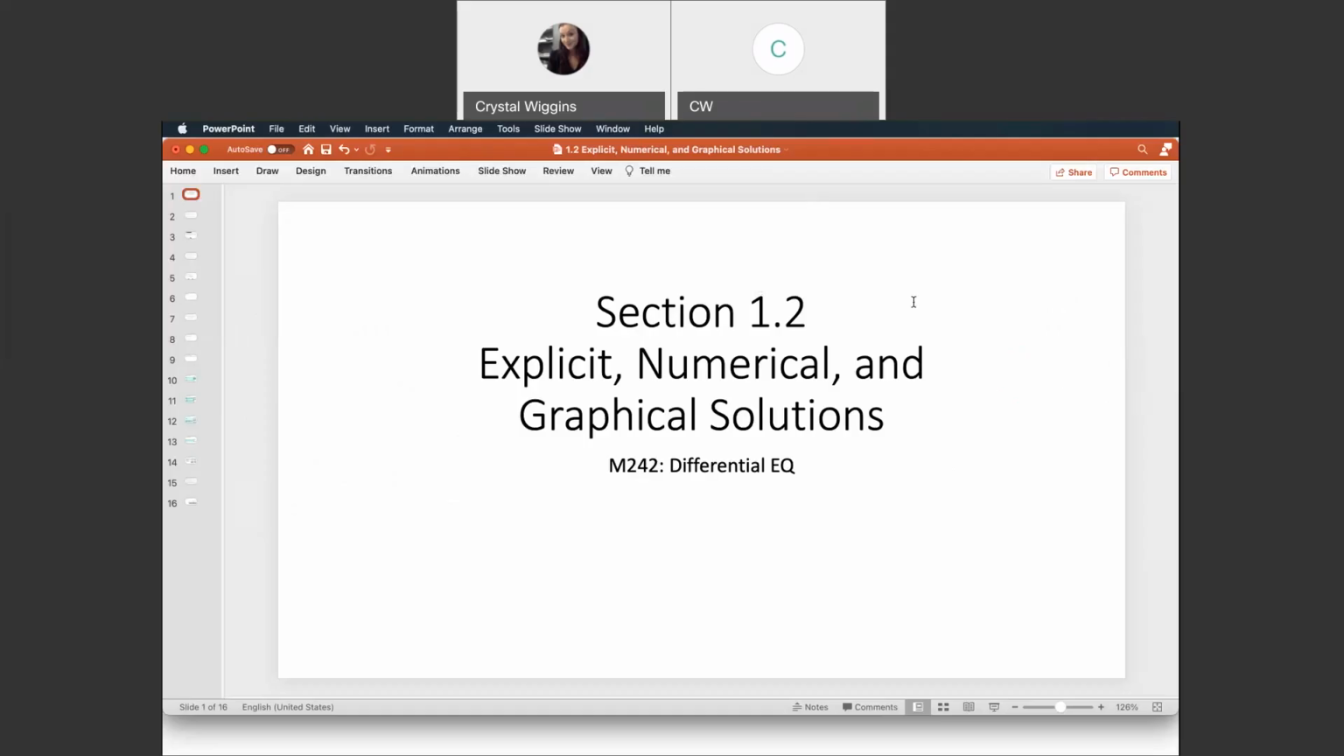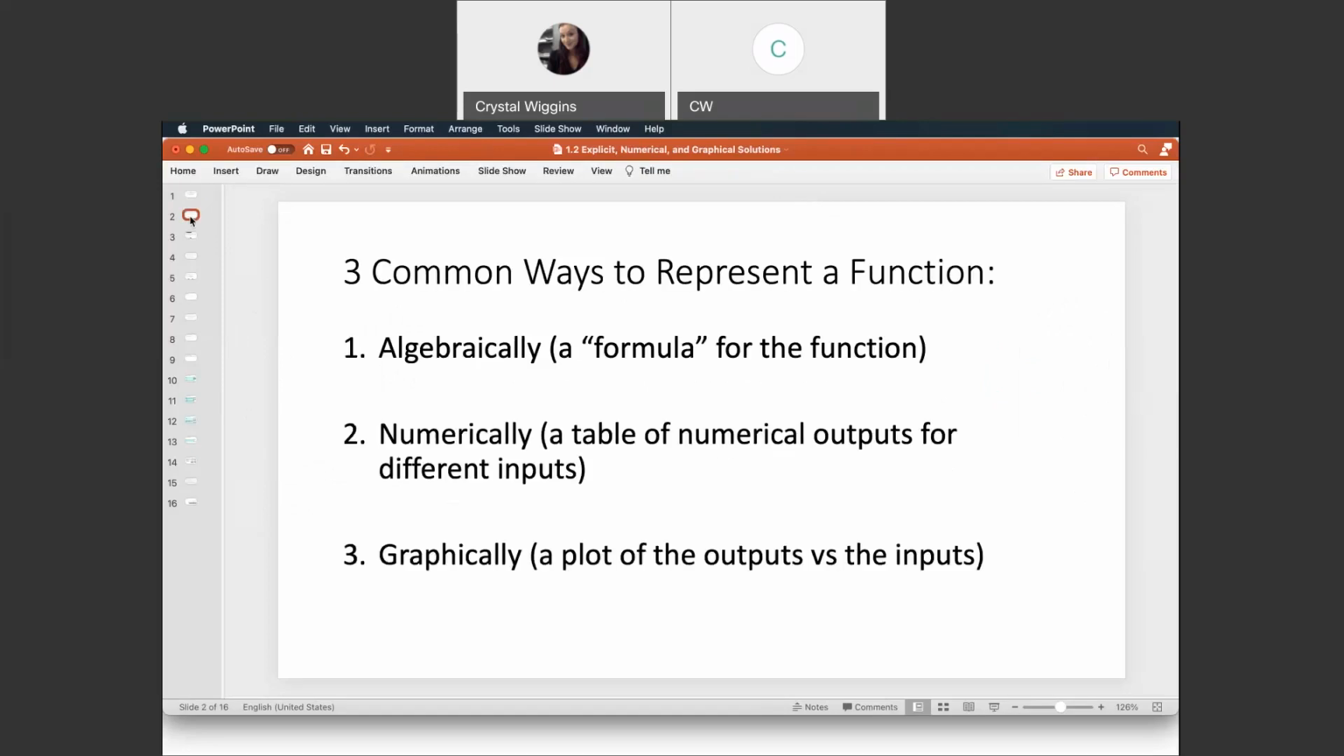So let's talk about different types of solutions and how we're going to get to those solutions. There's a bunch of different types when we are dealing with differential equations. There's three common ways that we can represent a function.